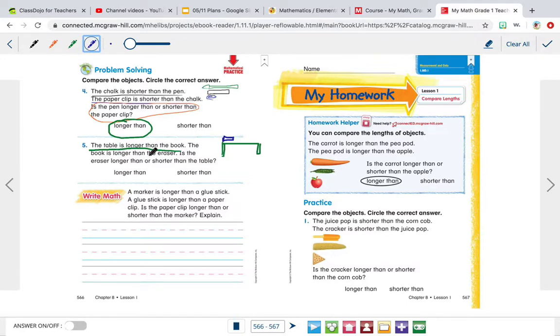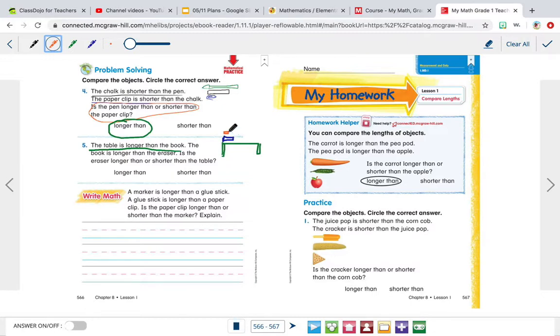The book is longer than the eraser. So the book is longer than the eraser. So if the book is longer than the eraser, I'm going to draw a little eraser that's shorter than the book, okay? So here's the table, here's the book, and here's the eraser.